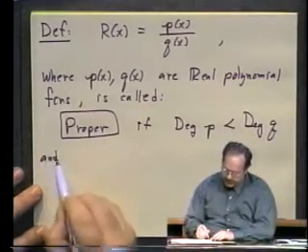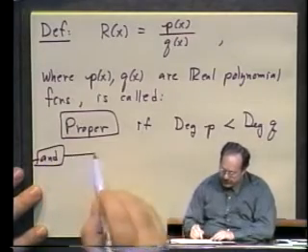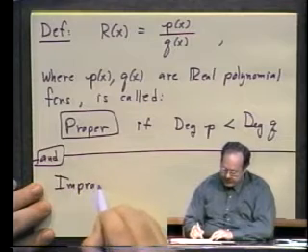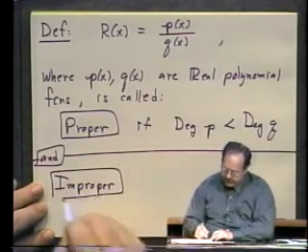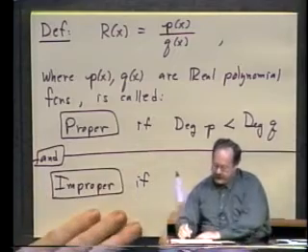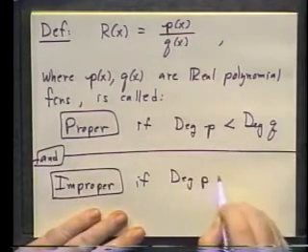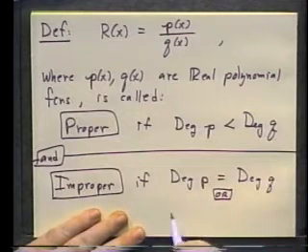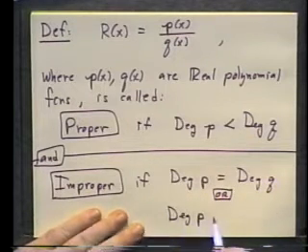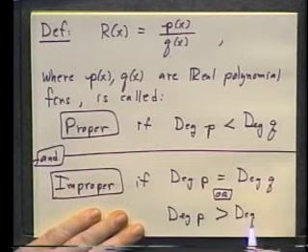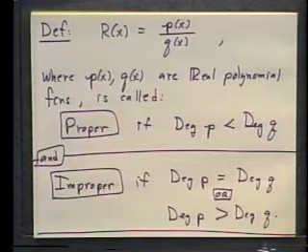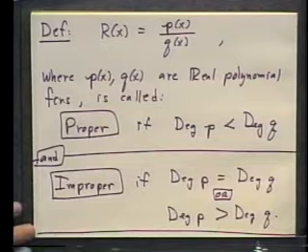And I'll even run a line through here, and we'll say that it's improper if, well, you're probably ahead of me on this one, if the degree of P is equal to the degree of Q, or the degree of P, the top, is bigger than the degree of Q, the bottom. So there we have a translation of those words that we use for rational numbers into what they would mean for a rational function.